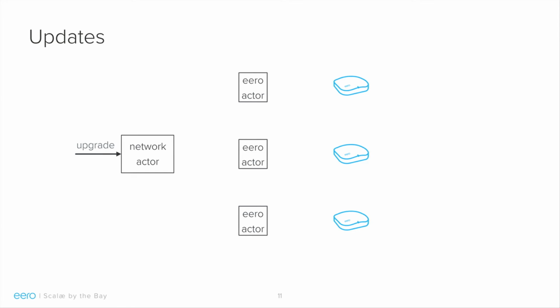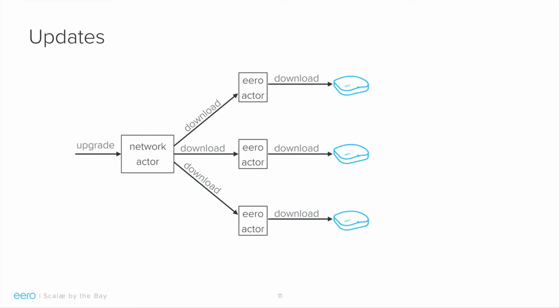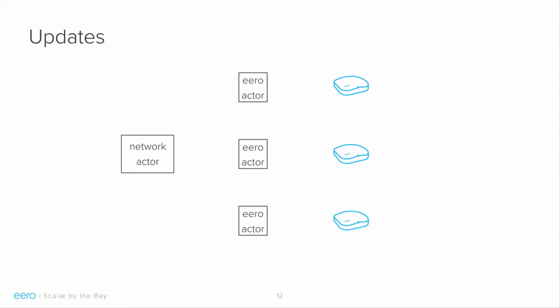So the network actor might get an update or upgrade action, which has the firmware version it needs to go to. And then it's going to send download actions to each eero actor, which then have a reference back to it. So they can always say, OK, I've succeeded. They send them down to the eeros. The eeros might succeed one at a time. It's not necessarily all going to happen at the same time.